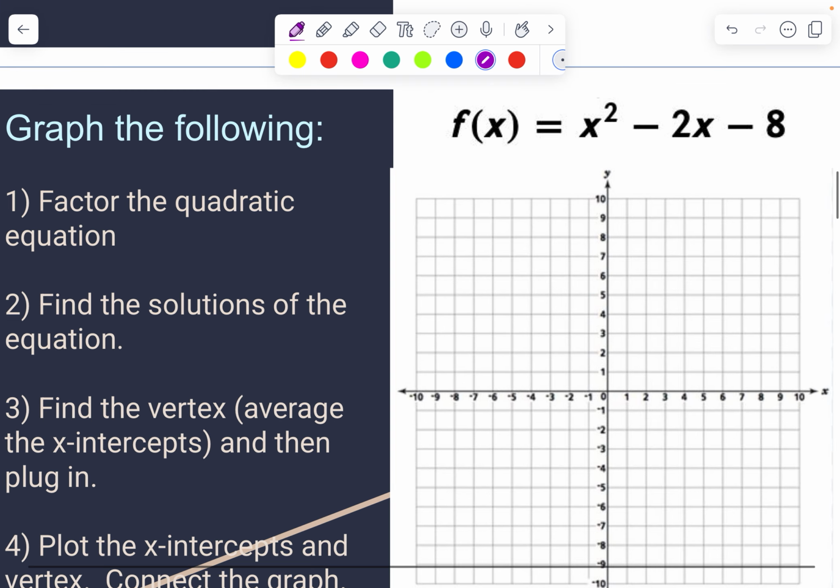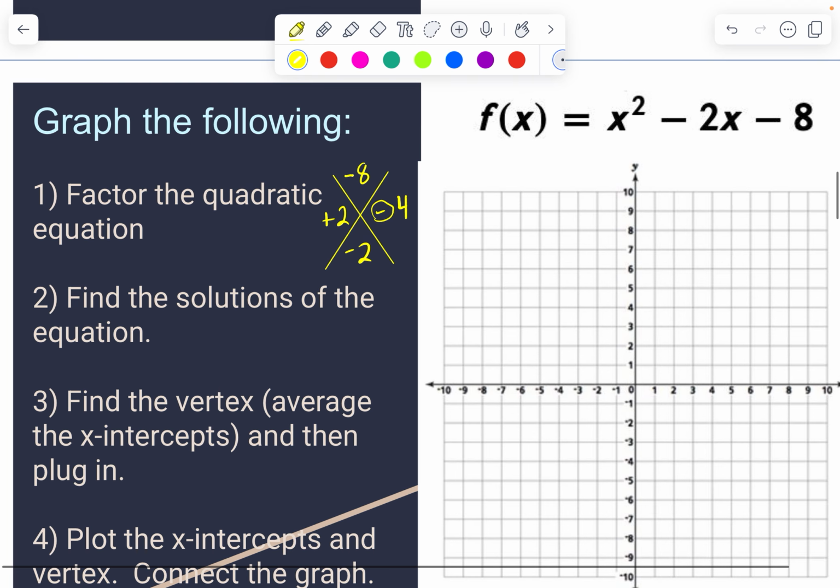All right, x squared minus 2x minus 8. Our first step is to factor it. So we're looking for, we have the negative 8 on top, negative 2 on the bottom. So the signs are going to be positive and negative, and the negative is going to be bigger. My 2 factors that multiply to 8 and subtract to 2 are 4 and 2. So if I factor this, it would be x plus 2 times x minus 4 equals 0.